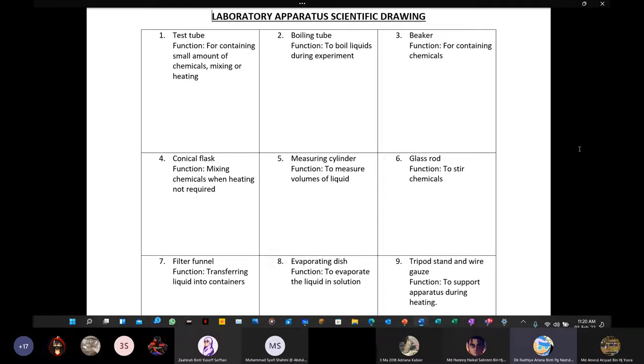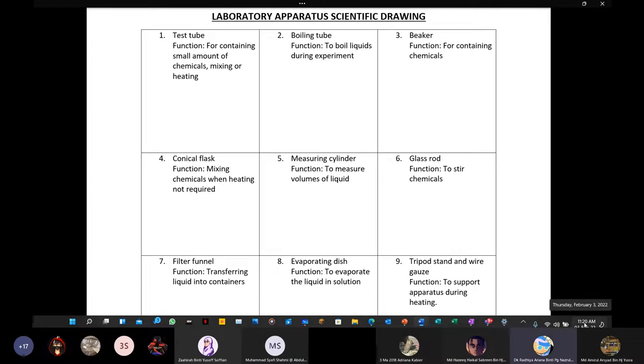Does it have to be in a box? All of those, there will be 10 apparatus. The last apparatus will be combined into one, so the tripod stand and wire gauze we're going to draw as one. So there'll be 9, like what you did last time, but the one that you did was wrong. Today we're going to do it the right way.